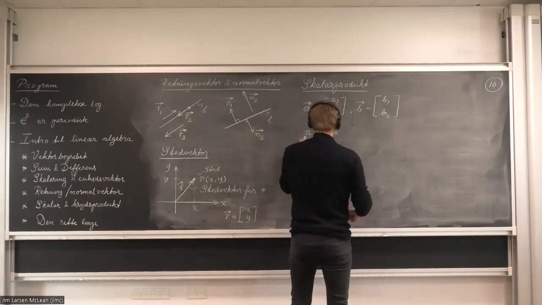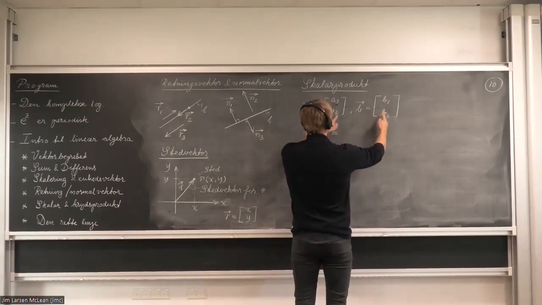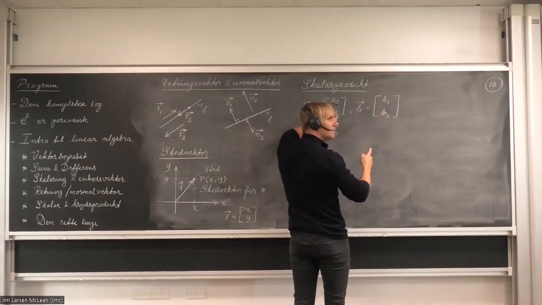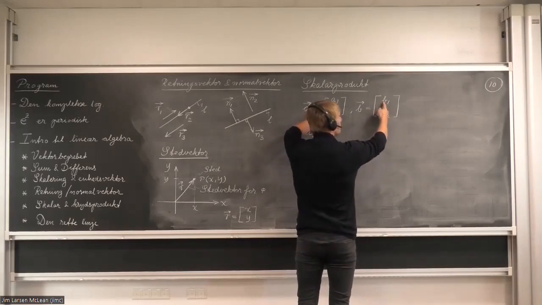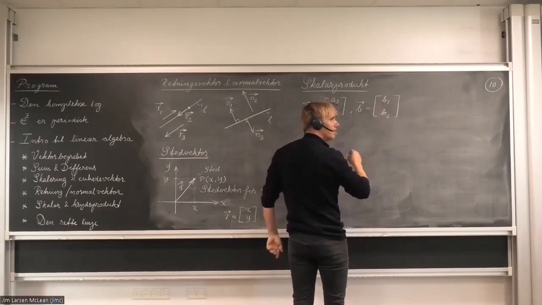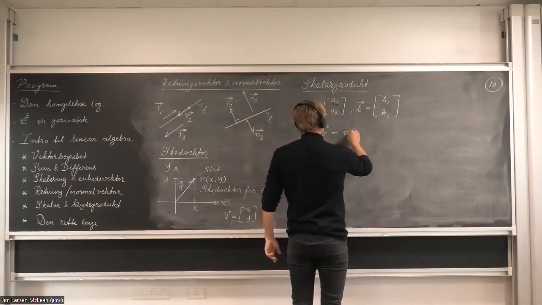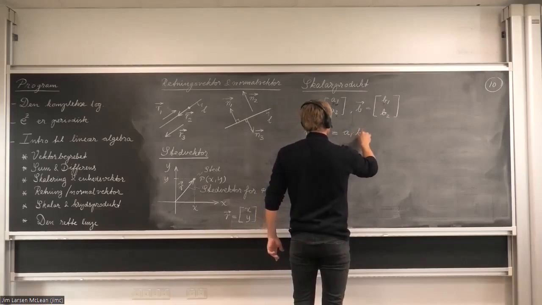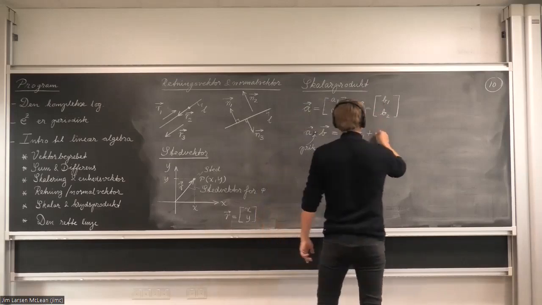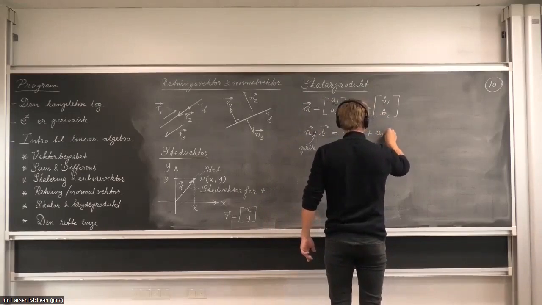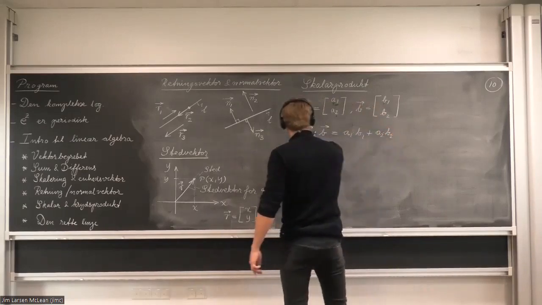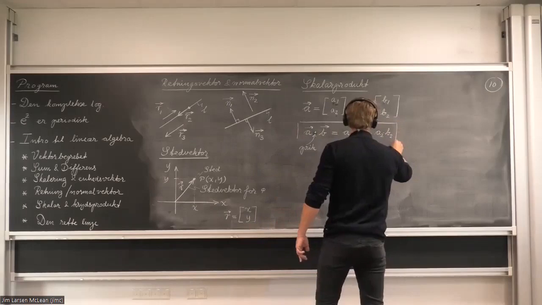But what should you do? You should say this times that plus this times that. And by times, I mean multiplication, not dotting, because we're talking about two numbers. They're real numbers, and real numbers can be multiplied, but vectors cannot. So it's A1 times B1, plus A2 times B2. This is how you dot two vectors if they are both two-dimensional.